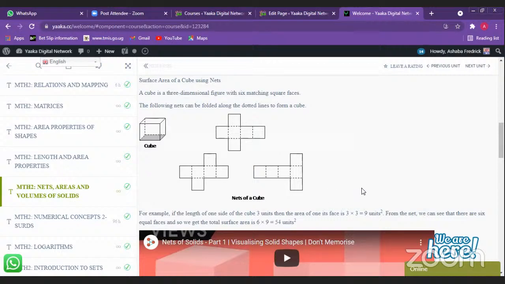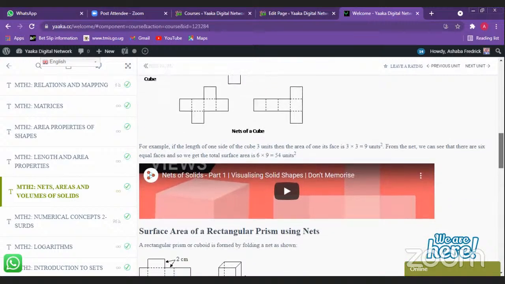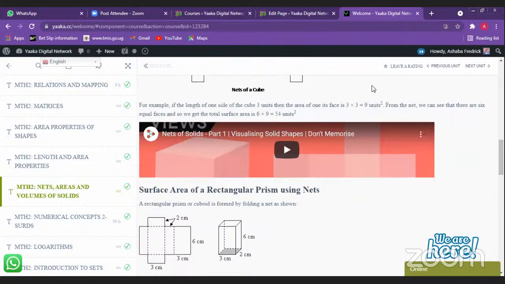And here is an example. So who can read through the example? Who can read through?